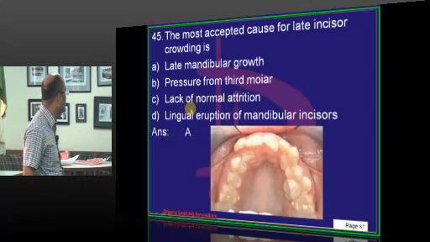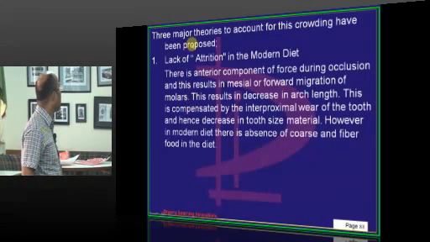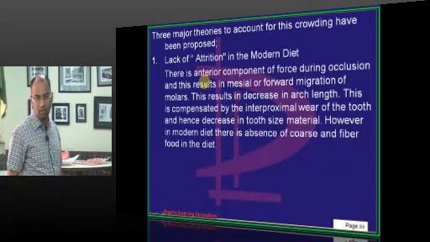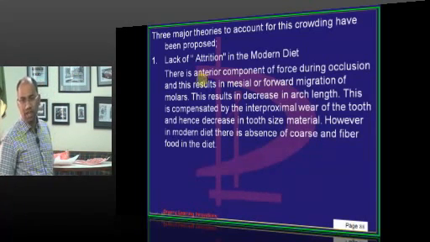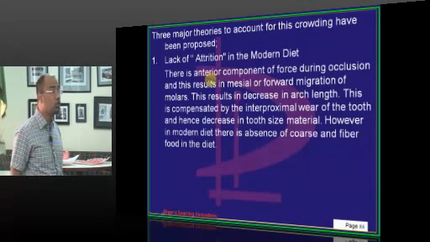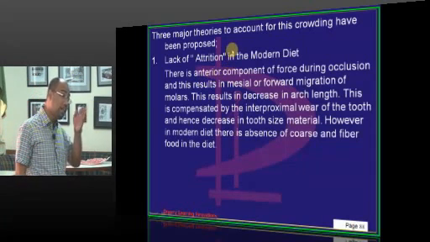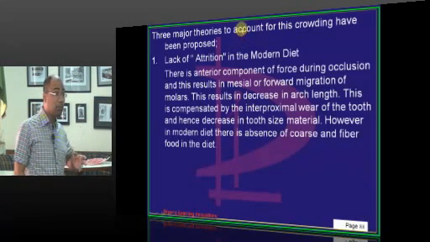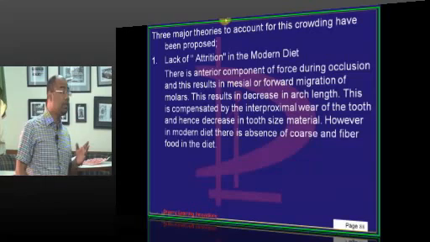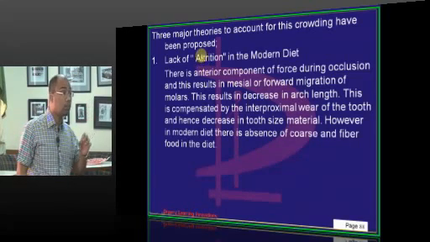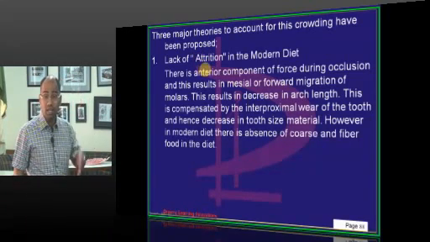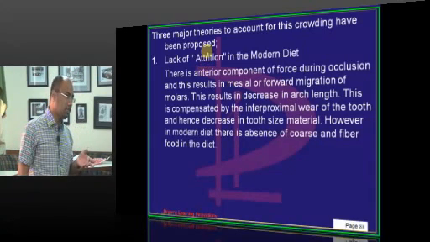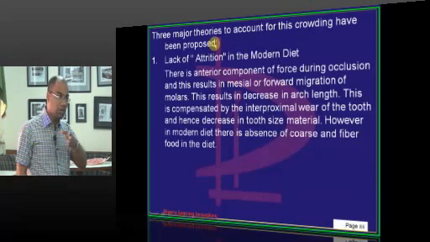So the three major theories are lack of attrition, because of the modern diet, which is a soft diet. Earlier there was a coarse diet. So there used to be occlusal and interproximal attrition too, and the contacts were broad, not point contacts. Interproximal contacts were broad because of the coarse diet. So the teeth used to accommodate.